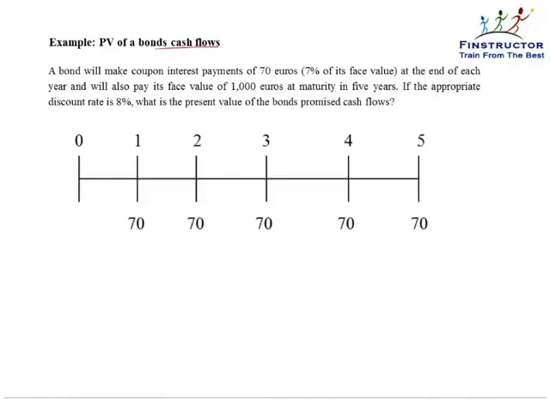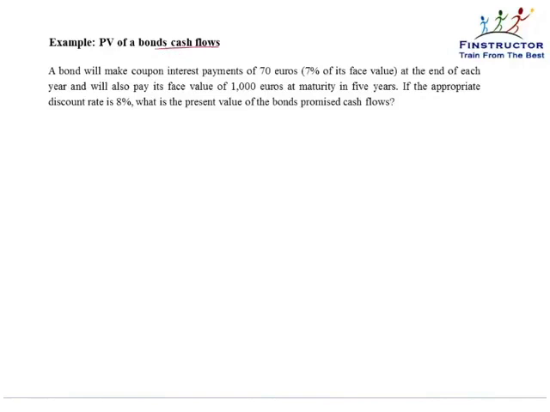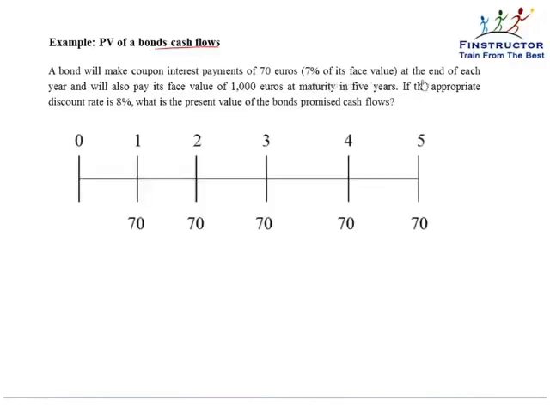So, a bond will make coupon interest payments of 70 euros, that is 7% of its face value, at the end of each year, and will also pay its face value of 1000 euros at maturity in 5 years. If the discount rate is 8%, what is the present value of the bond's promised cash flows?